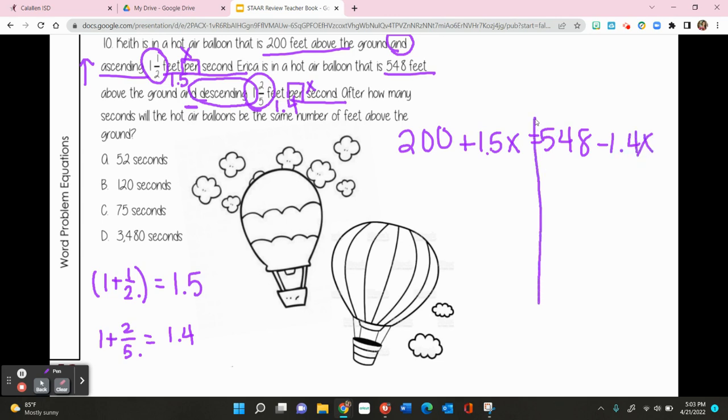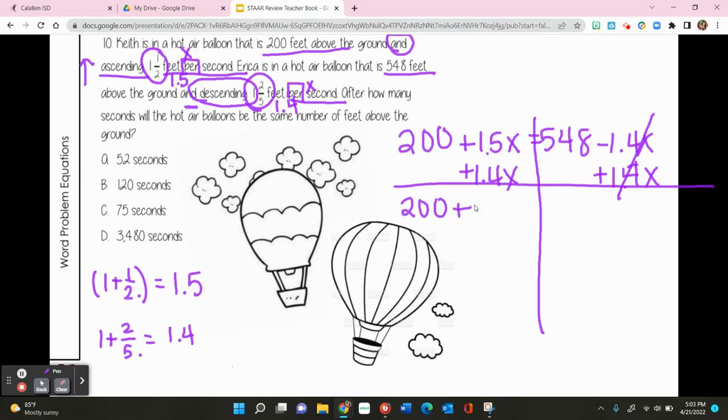Now let's go ahead and solve. So first I want to see which one of my variables is smaller. Is it 1.5x or is it negative 1.4x? Negative 1.4 is smaller than 1.5, so I'm going to do the opposite of subtracting and I'm going to add 1.4x to both sides. When I do this, this cancels out, and on the left I'm left with 200 plus 1.5 plus 1.4, which is 2.9x, and this equals 548.